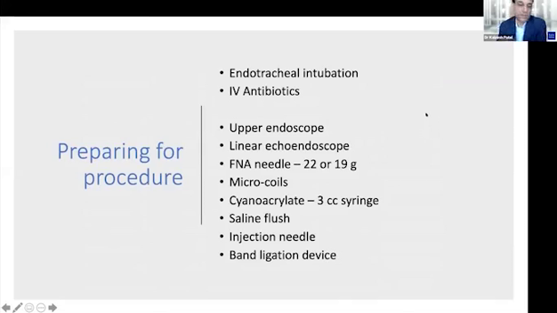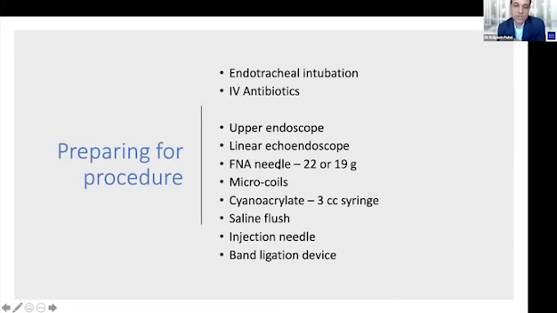So in terms of performing the procedure, how do we prepare for it? Because these patients are either bleeding or have high risk of bleeding, I recommend endotracheal intubation if available. Because we are going from the gastric lumen into the intravascular space in patients with cirrhosis, we provide IV antibiotics. In terms of equipment, we'll have an upper endoscope, which is what I'll begin with to do a standard exam. We'll need a linear echo endoscope for the procedure.